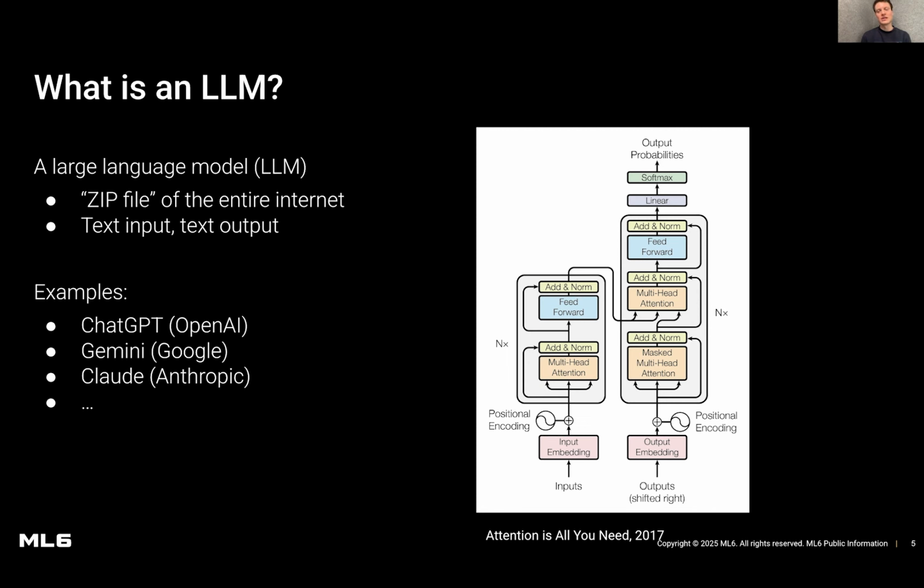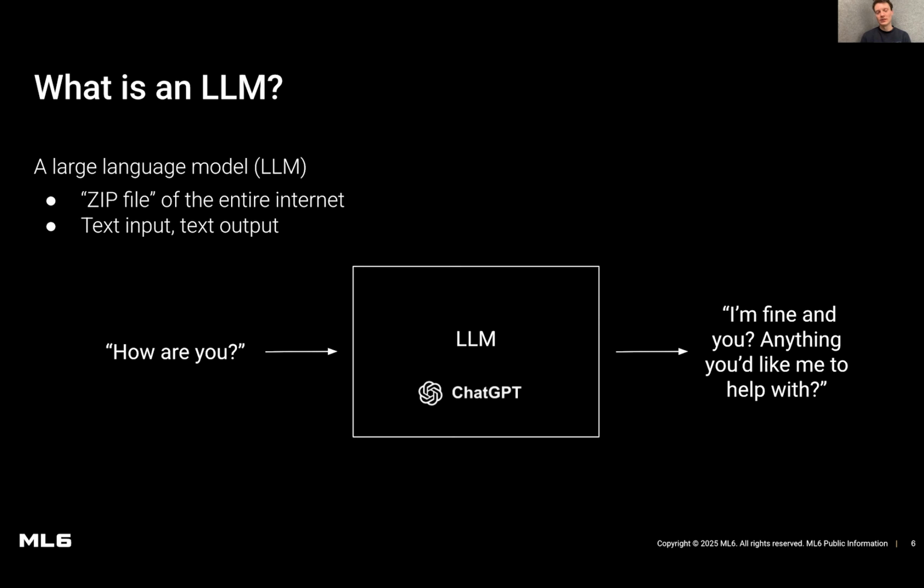And so all of these models, they are based on the original transformer model introduced and open sourced by Google in 2017 in the Attention is All You Need paper. And so as I said before, they can be seen as some kind of compression, some kind of zip file of the entire internet, because they have been exposed to all text that has ever been written on the internet. And so this allows you to then chat with these models. So you can just ask them certain questions, like for example, how are you? And in that case, ChatGPT will happily answer, I'm fine, and you? Anything you'd like me to help with, for example.